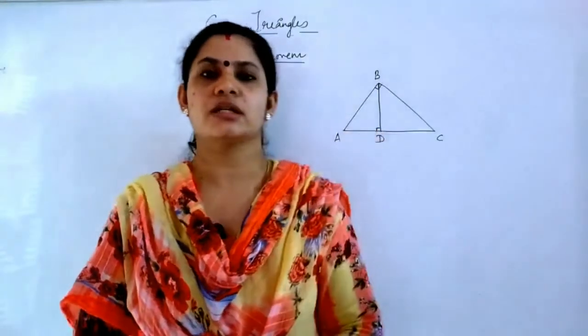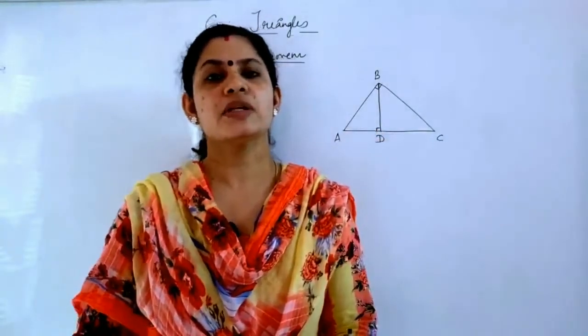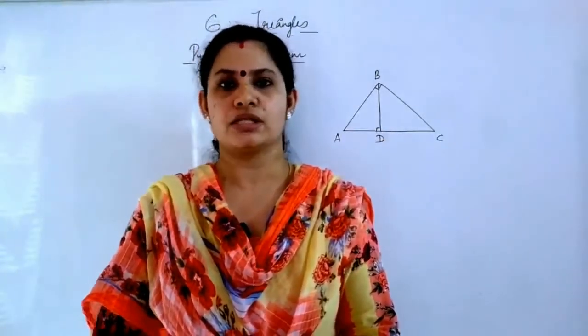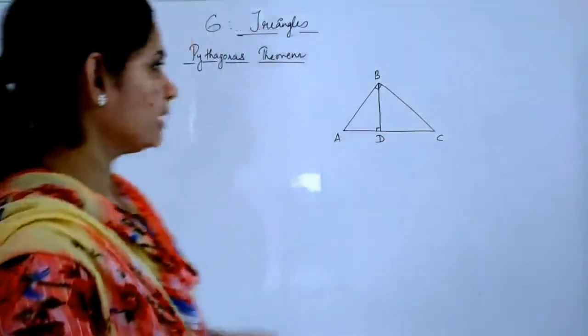ABC, whichever you are considering, a right angle triangle, and we will be having the proof of Pythagoras theorem and the converse of Pythagoras theorem. Now let's start with the topic.